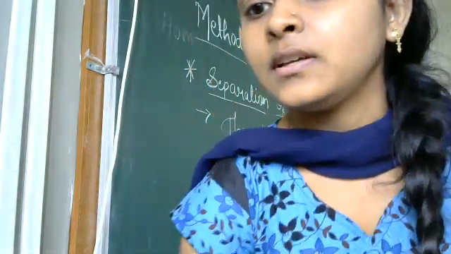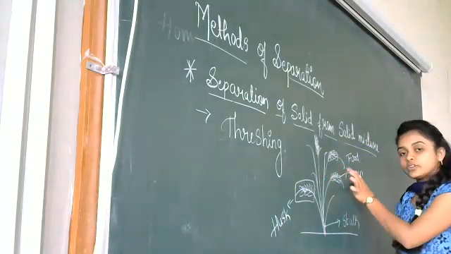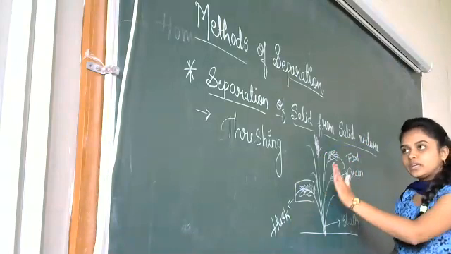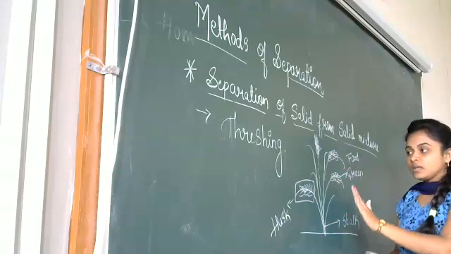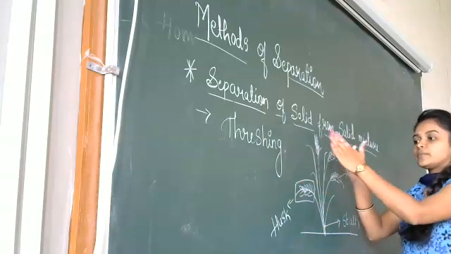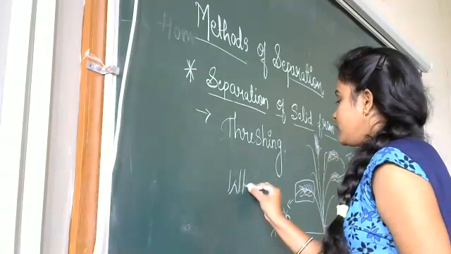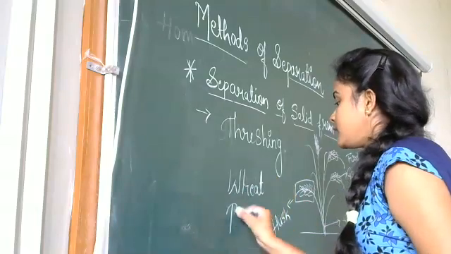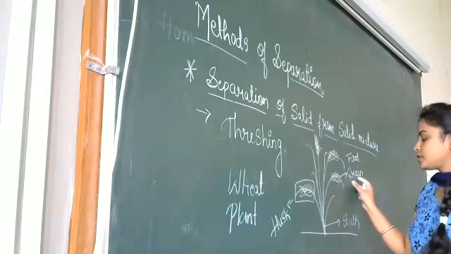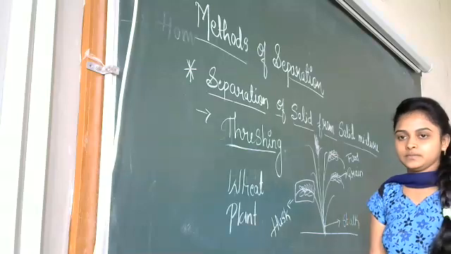No, ma'am. Then what will you do? You will separate these food grains from the full plant, right? So here we are using the threshing method to separate food grains from this wheat plant. In order to separate these food grains from this wheat plant, we use the threshing method.